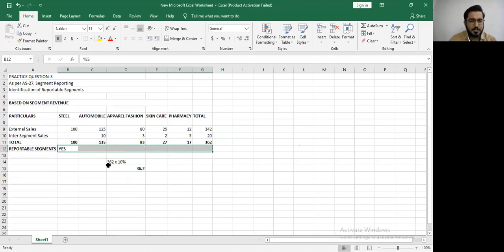Is separate disclosure required for automobile? Yes, of course, because 36.2 is your 10% criteria, but you get 135. So, of course, it exceeds 10%. You need separate disclosures over here.